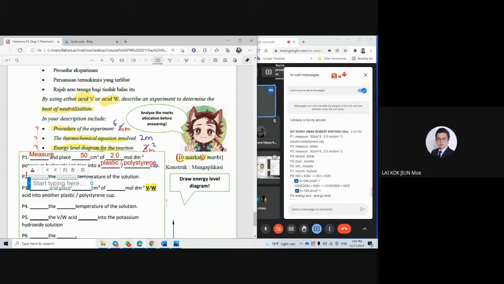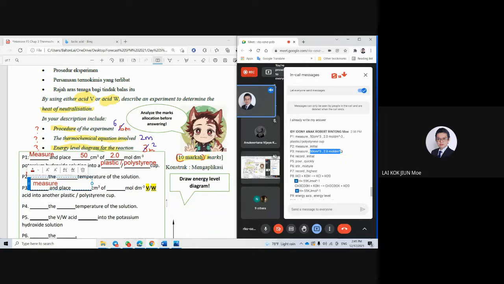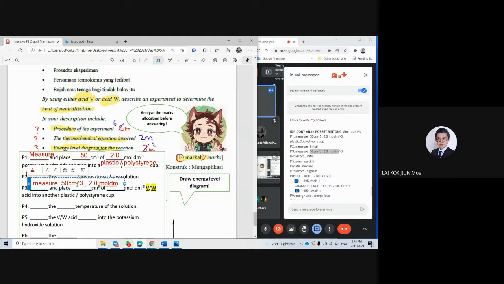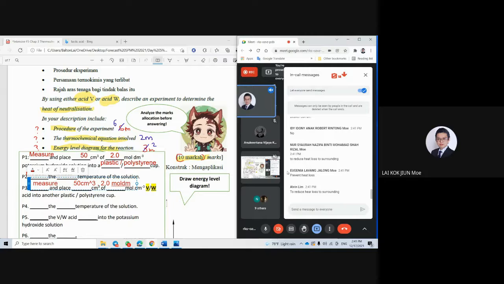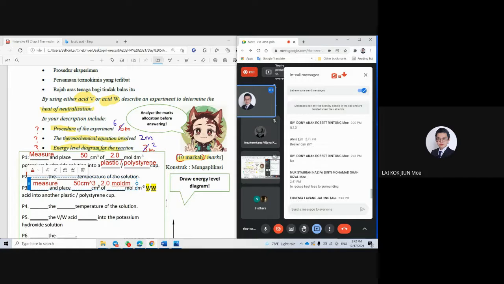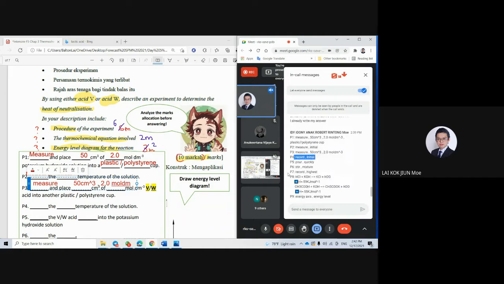Okay, number three, measure. Very good. All the answer very good. Wow, our friends very good detail. So detailed answer. Eugenia, very good. To reduce the heat loss to the surrounding, very good. So you have to explain if the question asks you why must do like this.